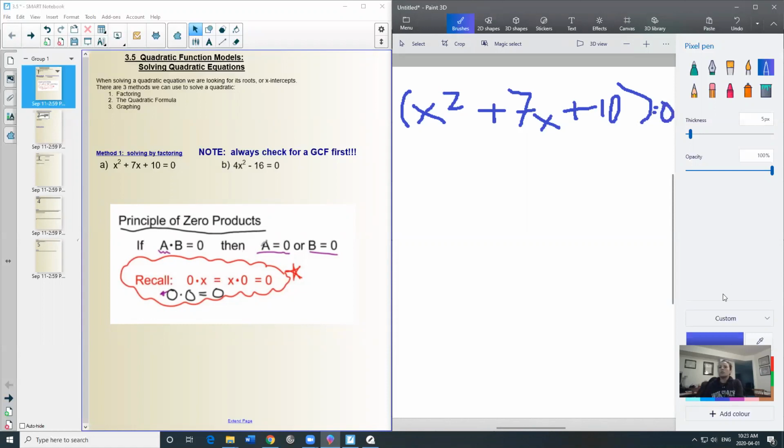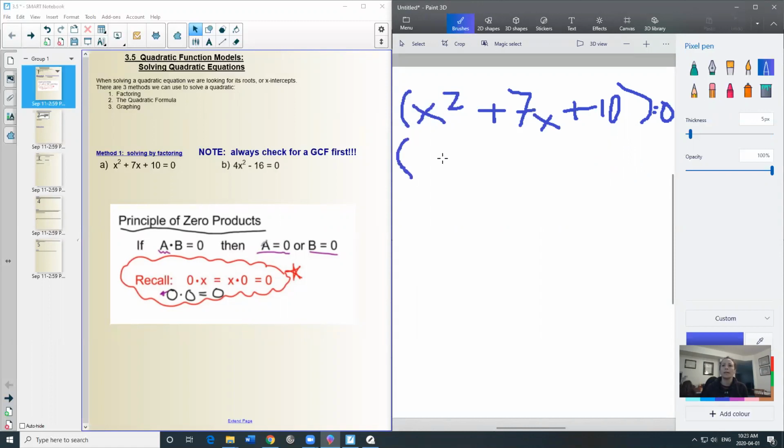Okay, so I need to find two factors of 10, two numbers that multiply to 10 that add up to 7, okay? I don't care how you do it. Write down all your factors, okay? The better you are with your times tables, the easier this becomes. So I can't add 1 and 10 to get 7. I can add 2 and 5 together to get 7, so 2 and 5 are my factors, okay? So these two are the two that I'm going to look at.